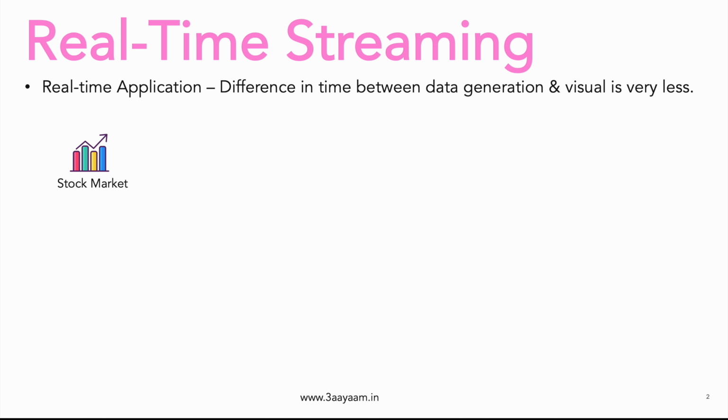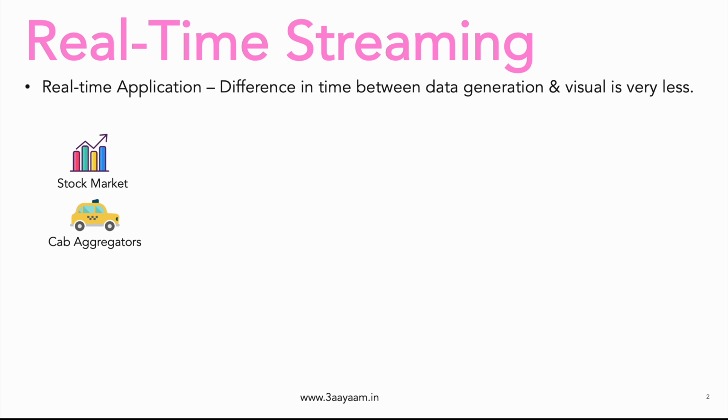Whenever the price changes, it should be reflected in the app within a few seconds, if not less. Because if the time of reflection is higher, then you might lose money and some people might win a lot of money, which will not go down well in the market. That's why the time gap between the data generation in the stock market and the visual of that data in any stock market application in any country should be very less. And we can call it a real-time application or real-time analytics or real-time processing.